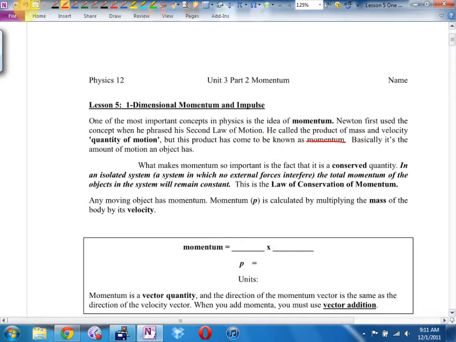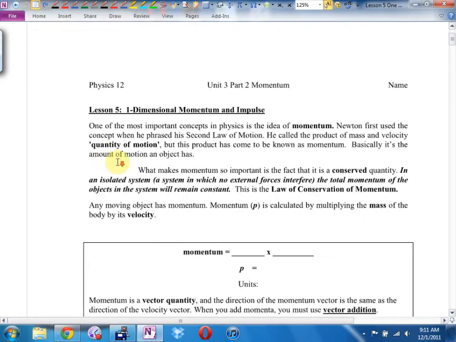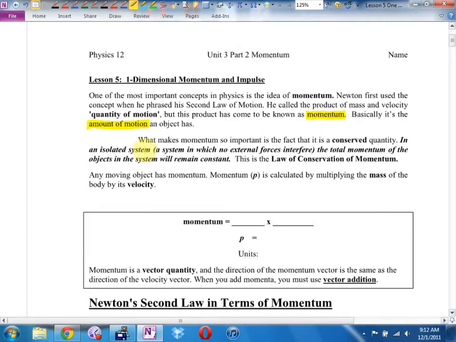You can underline this word or highlight it, momentum. It's the amount of motion an object has. Honestly, I think of it as how much damage it'll do when it hits something. Small momentum, tennis ball, ouch. Bigger momentum, baseball, injury. Bigger momentum, car, probably fatal. Bigger momentum than that, catastrophic.